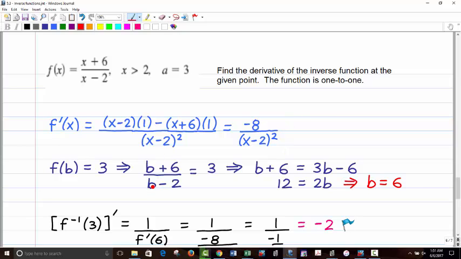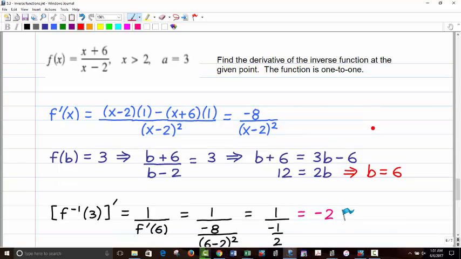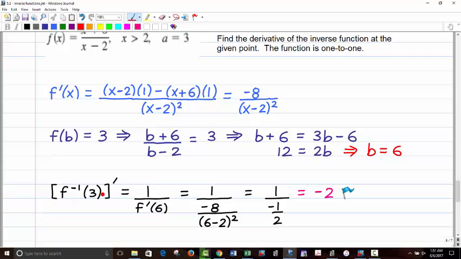So I multiplied both sides by b minus 2 to get out of fractional form. So I have b plus 6 equals 3b minus 6. 2b equals 12, so b equals 6. And therefore, f inverse prime of 3 will be 1 over f prime of 6 that we just found. And then there's our derivative right there. So you see I put the 6 in for the x. So it's 1 over negative 8 over 6 minus 2 squared. So it's 1 over negative 8 over 16, which is negative 1/2. So that flips over and becomes negative 2. So your tangent slope of the inverse of that graph would be negative 2.